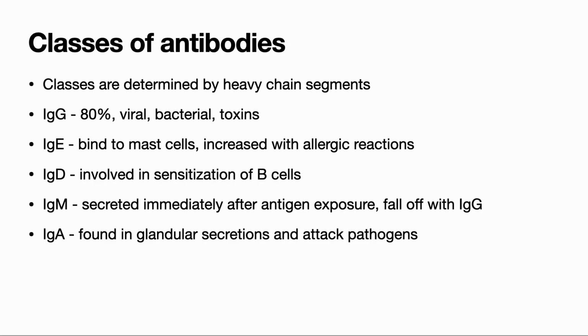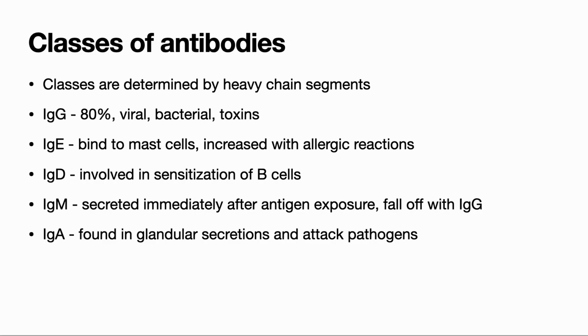IgE actually is going to be involved with binding to mast cells, which in turn release histamine, which you might remember from the inflammatory response, causes a number of effects. And we see an increase in IgE with allergic reactions. IgD is found on the surface of B cells where antigens can bind, and that binding will lead to sensitization of B cells. And remember, B cells have to be sensitized in order for helper T cells to activate them so they can become plasma cells and produce antibodies. So IgD plays an important role there.